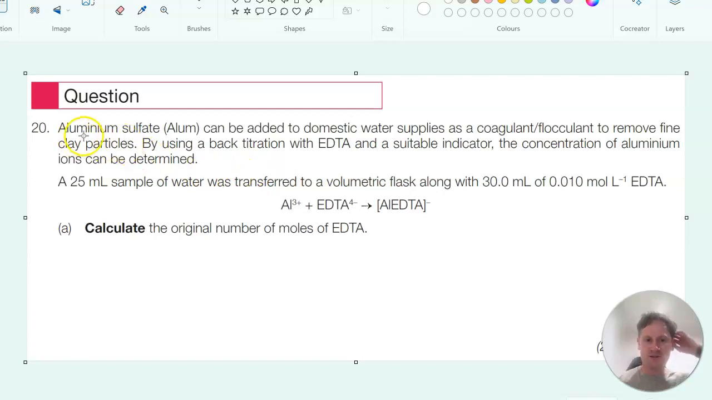So aluminium sulfate can be added to domestic water supplies as a coagulant or a flocculant. So essentially what that means is it congeals these fine particles together so they can be removed via filtration. To remove fine clay particles, by using a back titration with EDTA and a suitable indicator, the concentration of aluminium ions can be determined. A 25 ml sample of water was transferred to a volumetric flask along with the 30 ml of the 0.010 mole per litre EDTA.